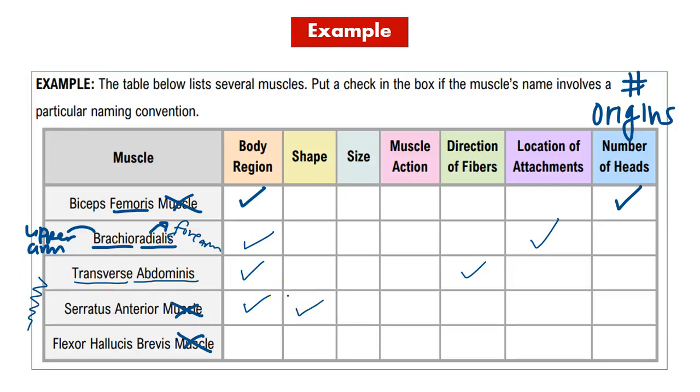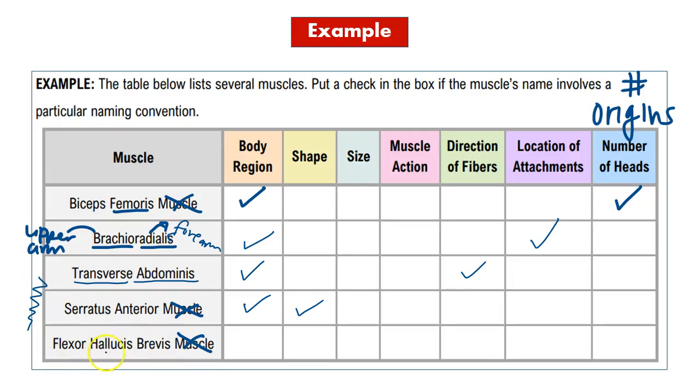Do we know the size or muscle action, direction of fibers, location of attachments, number of heads? No. We can, from this name, deduce the body region, it's going to be anterior, and also the shape, which is going to be serratus. Now, when we see this muscle later on, we're going to learn that serratus is going to be this jagged-like muscle that's going to be attaching along the ribs, okay? And it's going to help to basically pull the shoulders forward. So if you just sit up straight right now and just pull your shoulders forward, you feel the sides of your ribs, yes, that's your serratus anterior muscle helping with that.